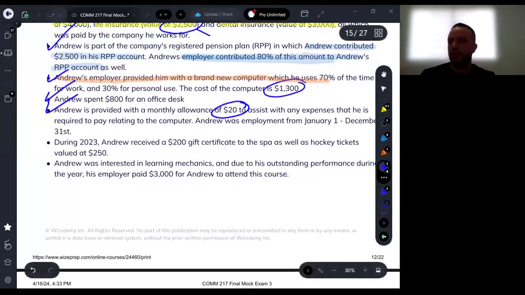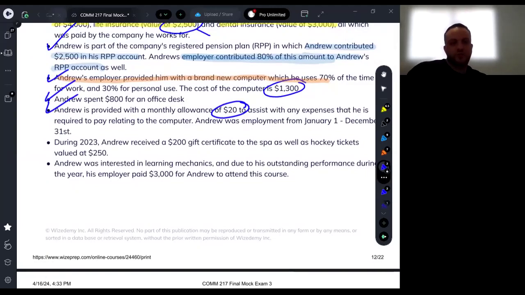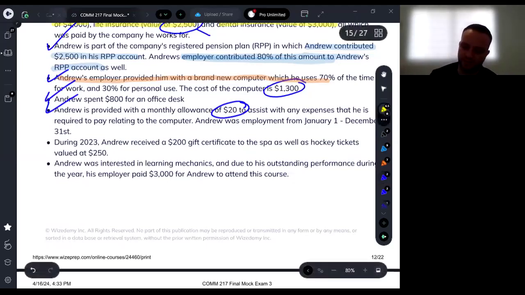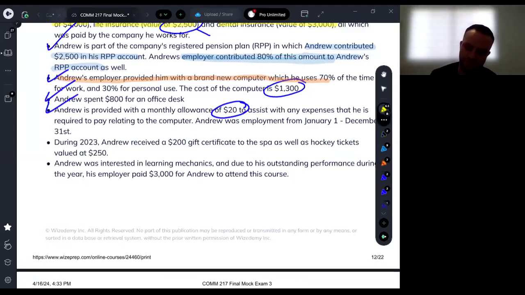During 2023, Andrew received a $20 gift card to the spa as well as hockey tickets at $250. What's the move here? Braden. Because it's under $500, it's a gift. I think it's just not taxable. So close. If it would have been a $200 laptop and $250 watch, then you'd be right. But something here is taxable, even though it's less than 500.